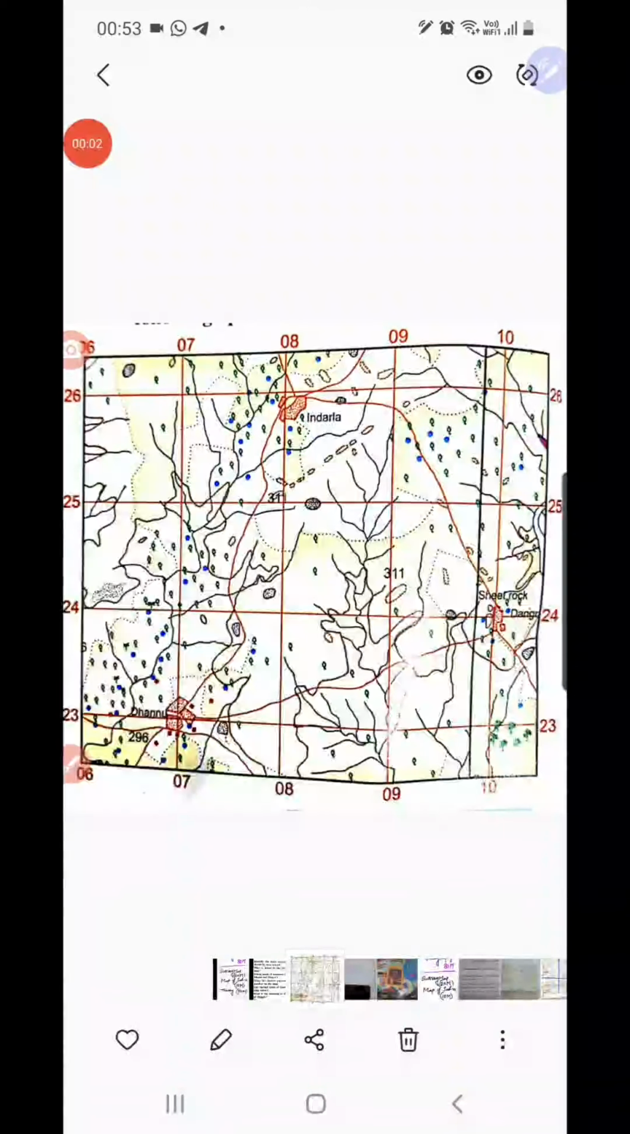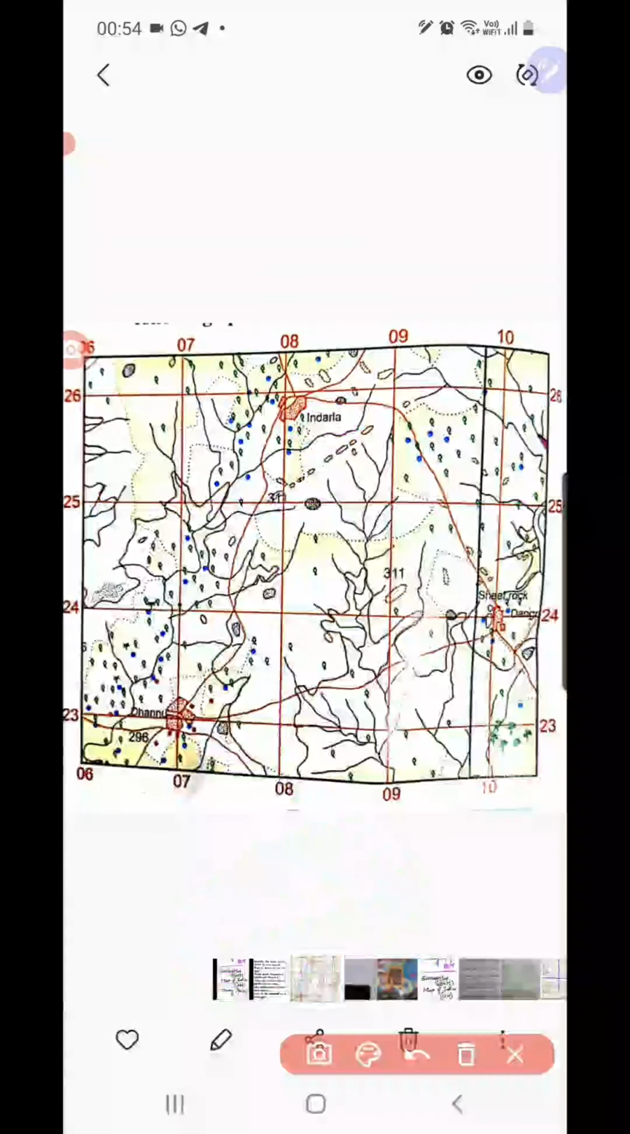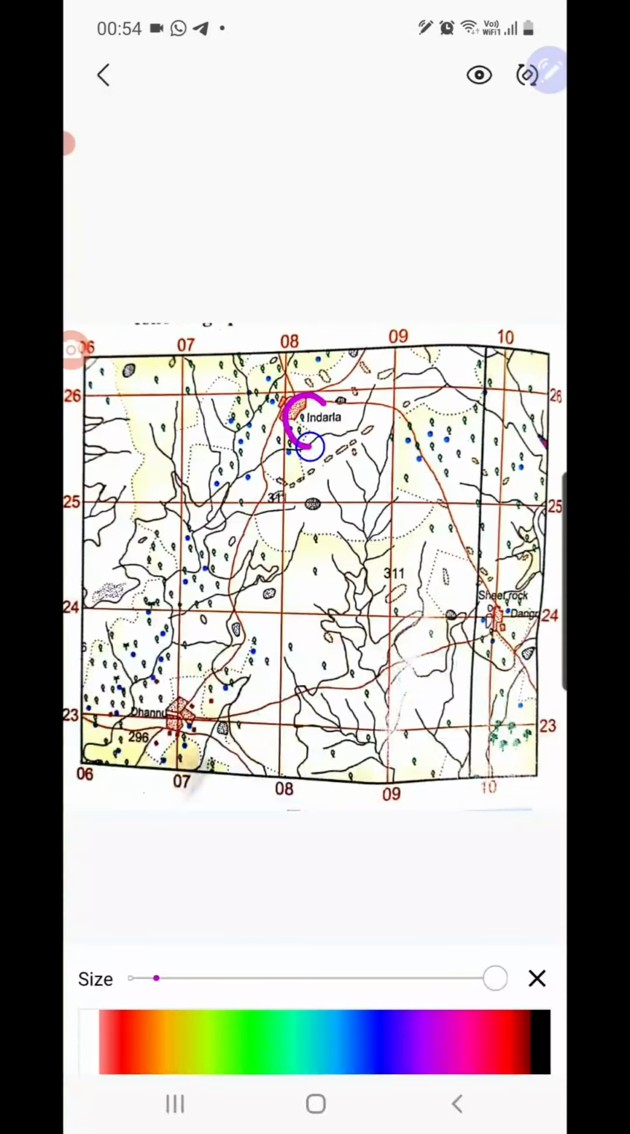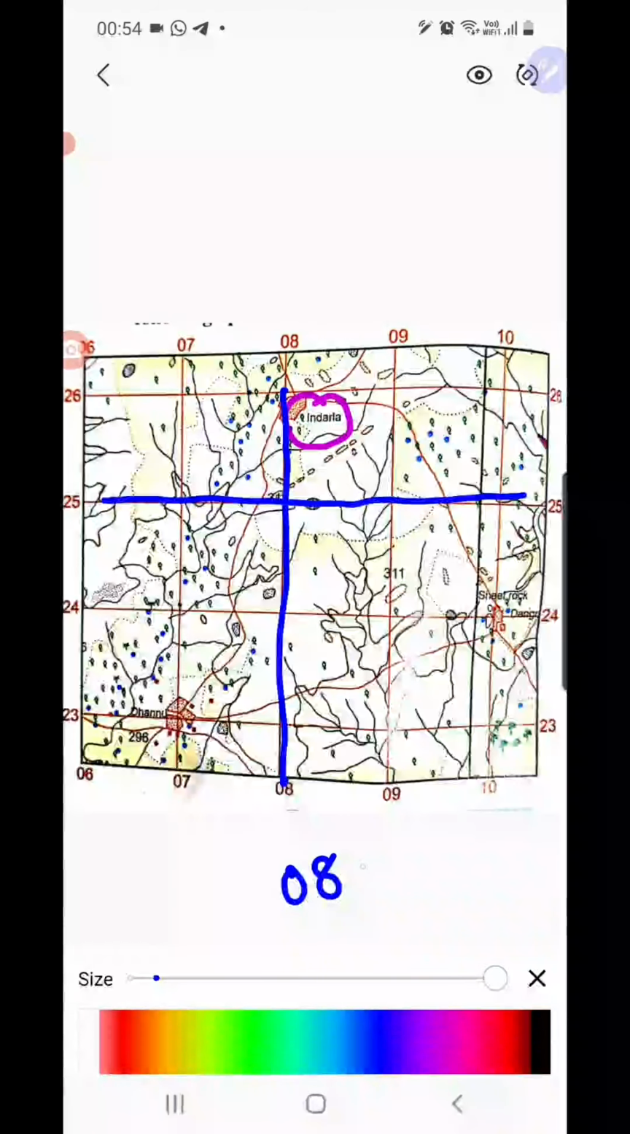Children, first of all, let us discuss the 4-figure grid square reference of the settlement Indirala. You can see the settlement Indirala here. In which grid square is it located? Let's see. Here you see this is the Eastings. Eastings here is 08 and this is the Northings. Northing here is 25. So the 4-figure grid square reference of Indirala is 0825. So you understood how to find the 4-figure grid square reference. Let us move to the next one.